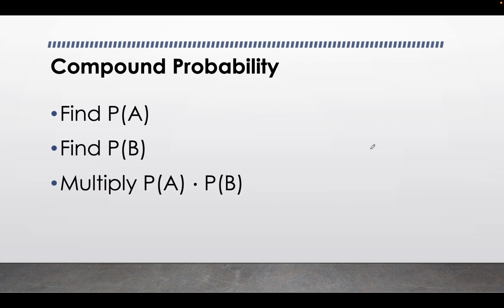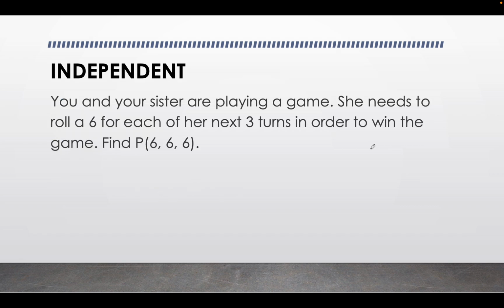on the board. To find our compound probabilities, just like we did with finding the total possible outcomes, we're going to multiply them, but instead of just talking about the total possible outcomes, we're going to multiply the specific probabilities together. So for example, if you and your sister are playing a game, she needs to roll a 6 for each of her next 3 turns to win the game. What's the probability that she would specifically roll that 6 3 times in a row?